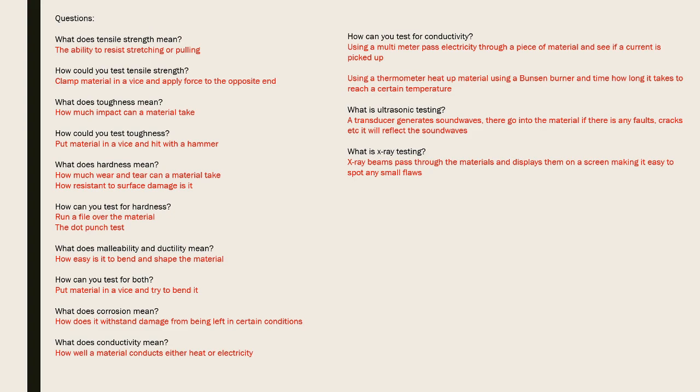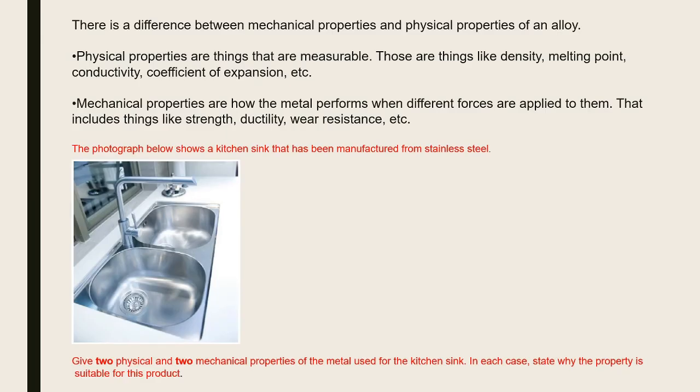Now there's one more thing I want you to go through, okay, and that is the difference between mechanical properties and physical properties. Physical properties are things that are measurable, okay? So that is how dense a material is, what the melting point is, how well it can conduct electricity or heat, and then coefficient of expansion. If you don't know what that term means, that is basically how does it react in heat? Does it expand? Does it shrink? In the cold a material shrinks down, and in the heat things expand.